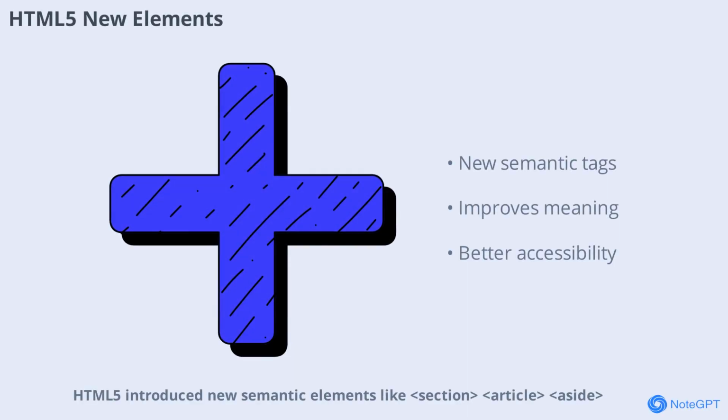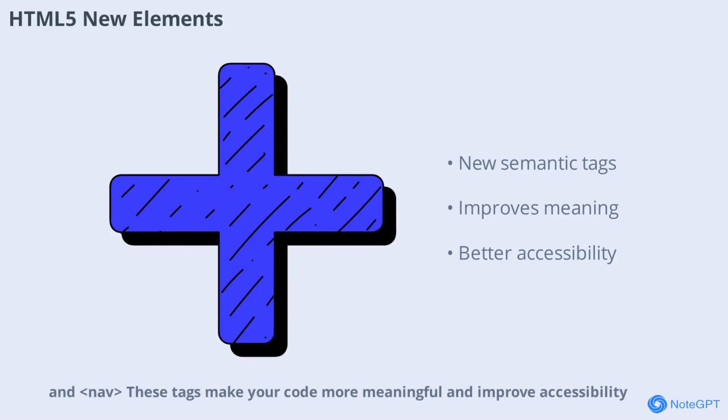HTML5 introduced new semantic elements like section, article, aside, and nav. These tags make your code more meaningful and improve accessibility. Using them helps browsers and assistive technologies understand your page structure better.